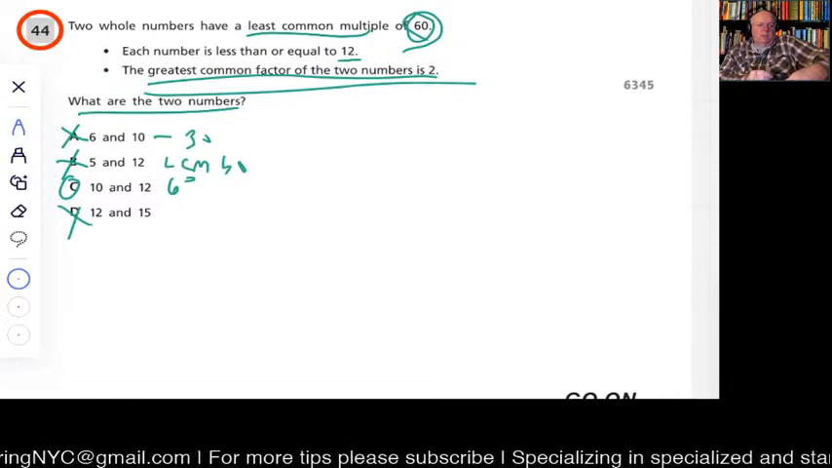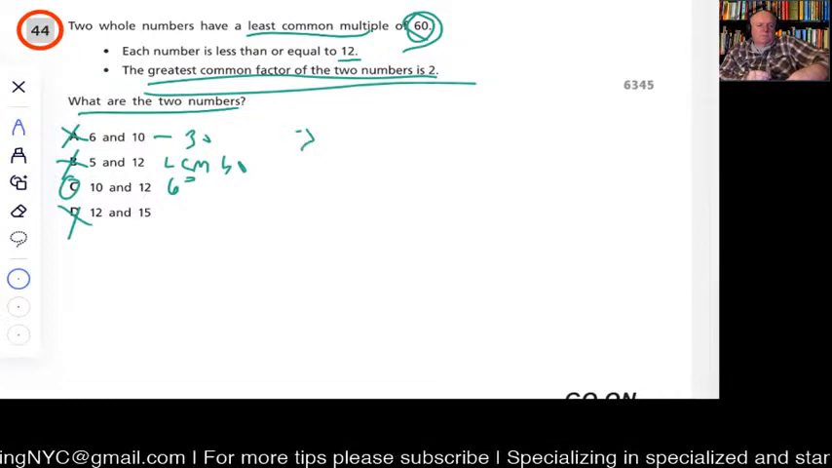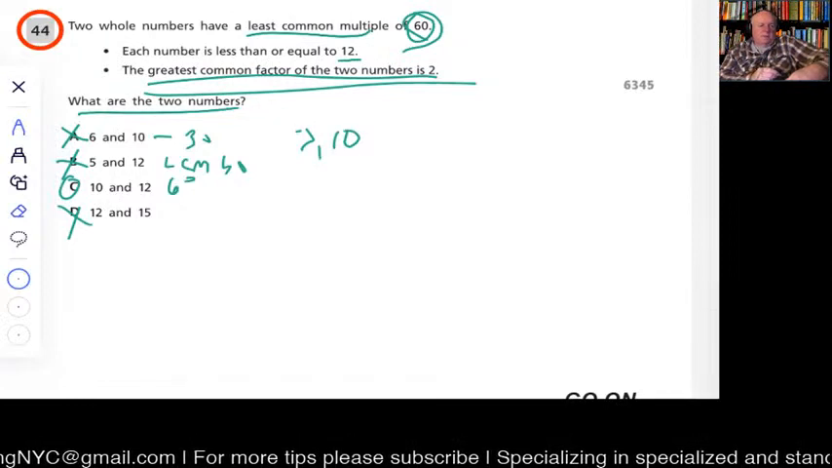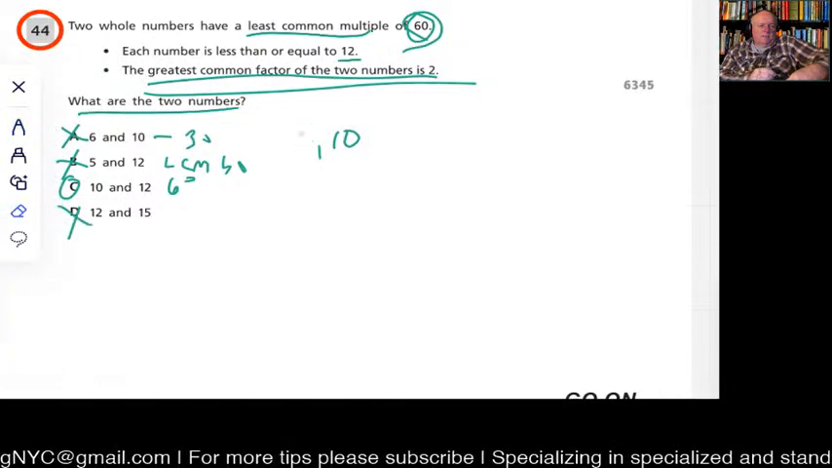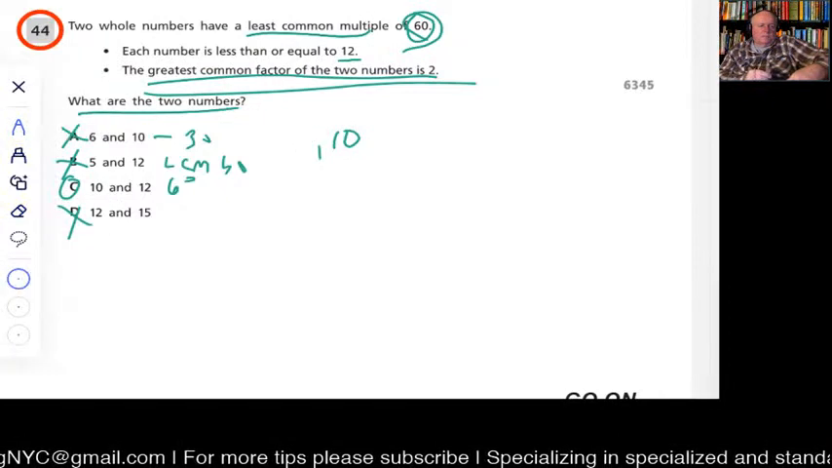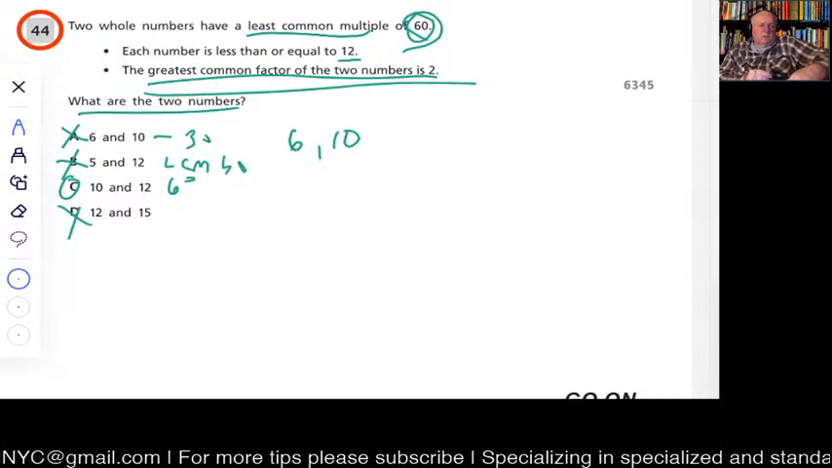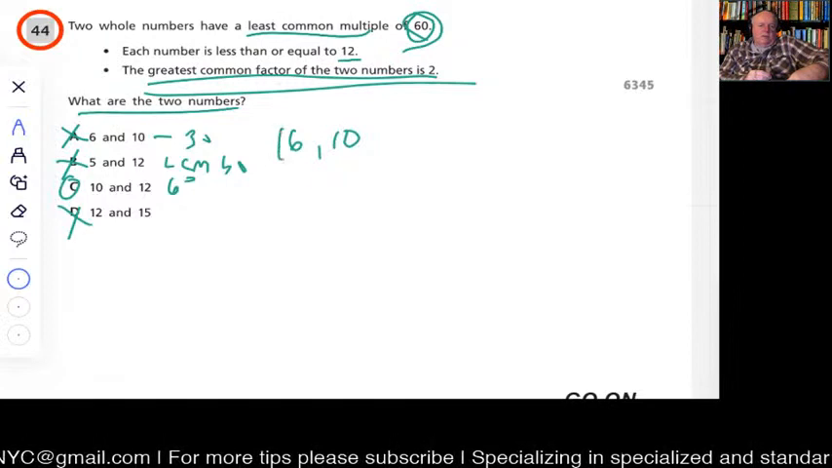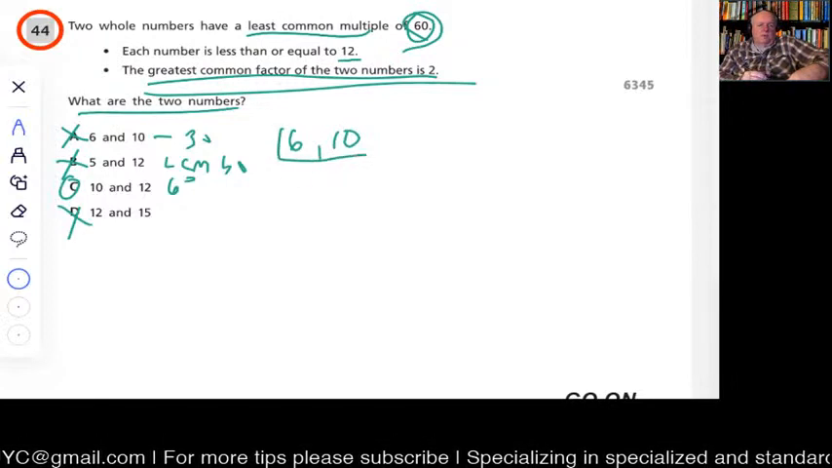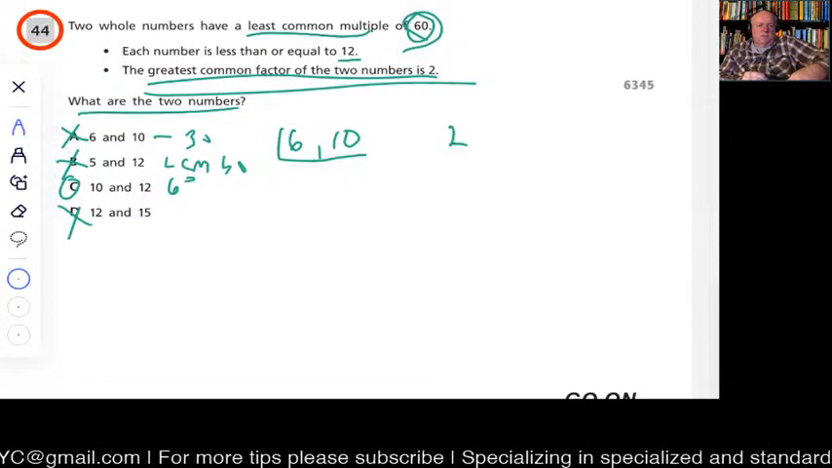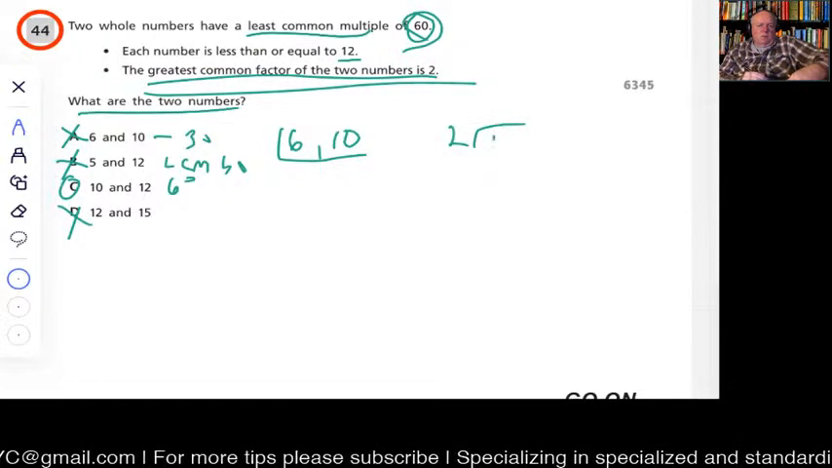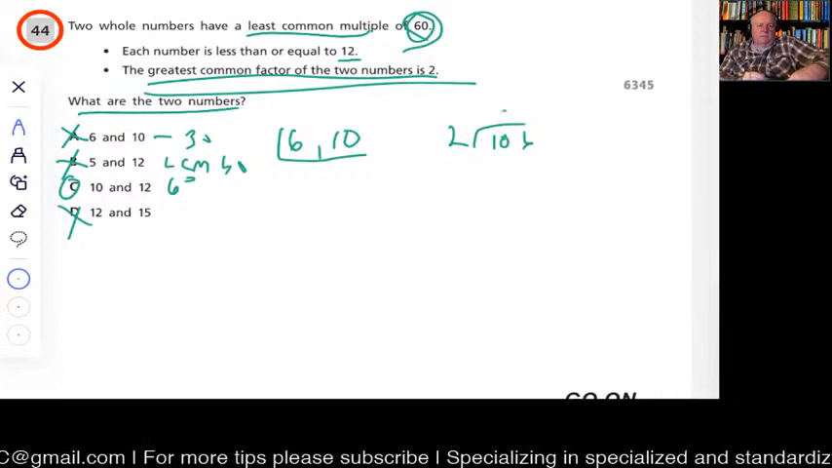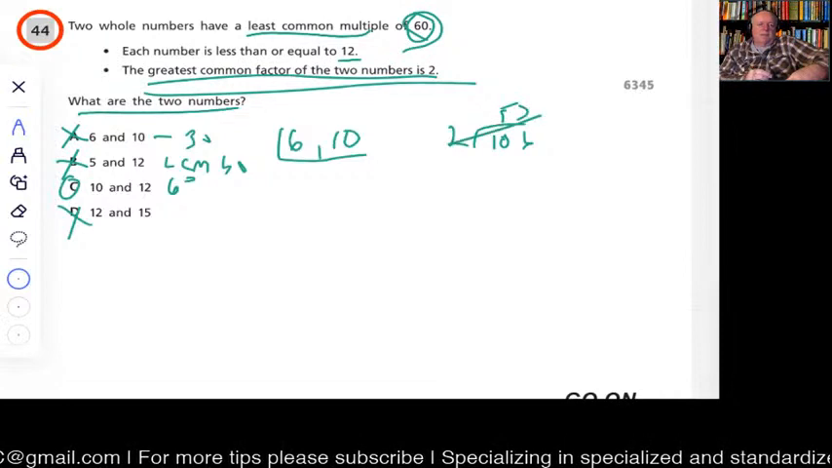So if I take choice A, I have 6 and 10. What I'm going to do is write the two numbers next to each other, put a line over here and a line underneath. Normally when you do division, you write the answer on the top, like 106 giving 53. In this case, we're going to write the answer underneath it.